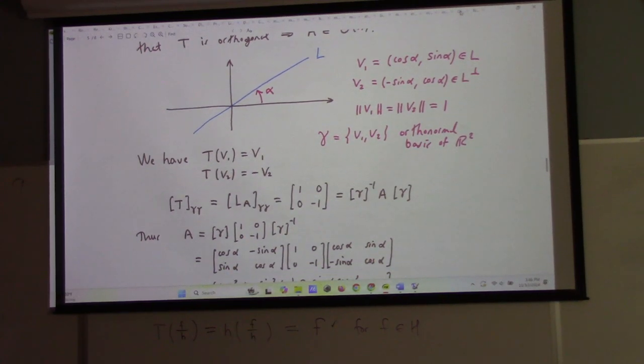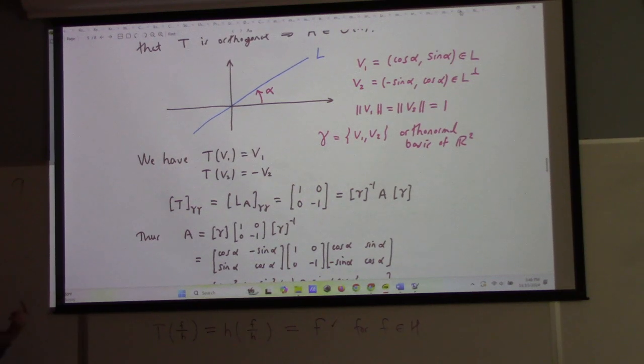Because we know in 2 dimensions that L direct sum with L perp is everything. I mean, that's always true, isn't it? W plus W perp is always everything. But, okay, so look at that. Then the matrix of T with respect to this gamma basis is simply 1, 0, 0, minus 1. But we also know coordinate change.